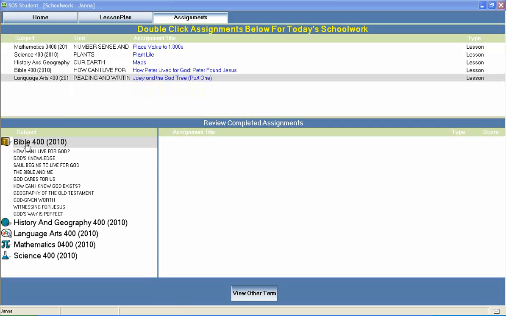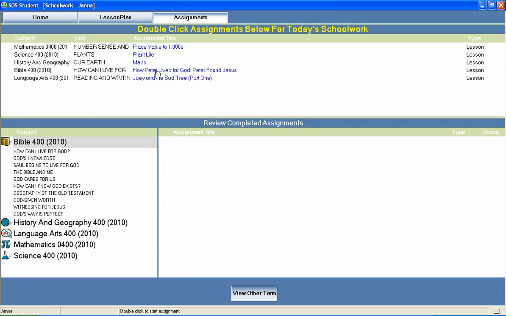In Switched On Schoolhouse 4th grade Bible, your students will study units that cover Bible topics from the Old and New Testaments, like How Can I Live for God?, God's Knowledge, the Bible and Me, How Can I Know God Exists?, God-Given Worth, God's Way is Perfect, and much more. Now let's take a look at a 4th grade Bible lesson to see how concepts like these are covered.